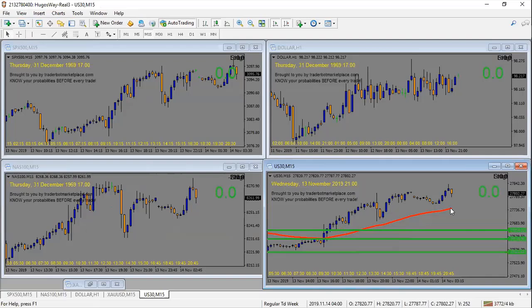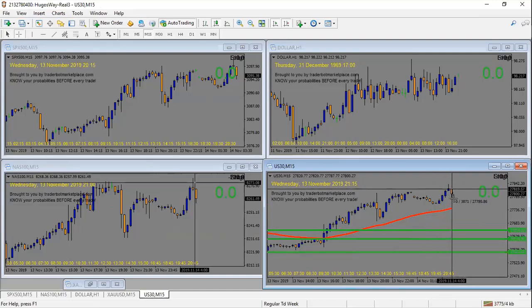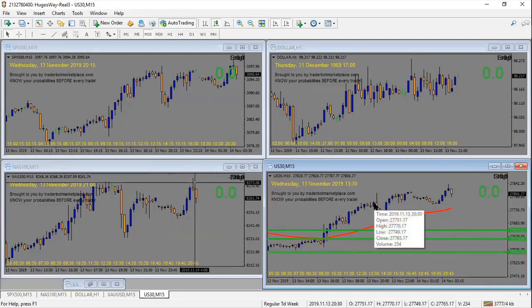US30 is moving the same now. We're on the same chart. The setup is exactly the same, right? And that candle on US30 is 354 pips. Same move, almost the same size, it's just calculated differently.